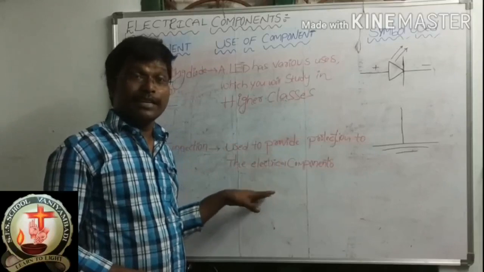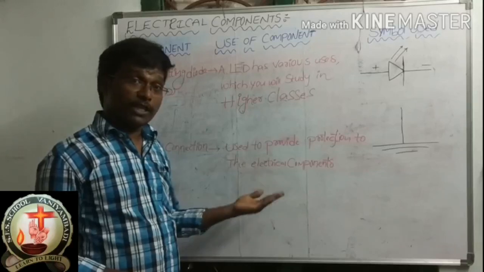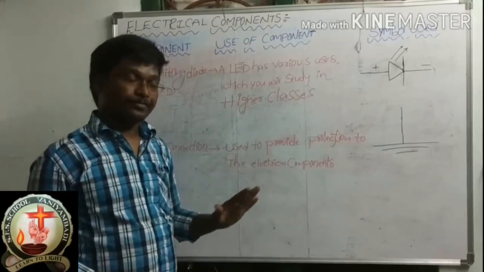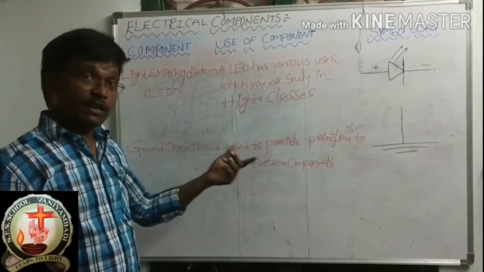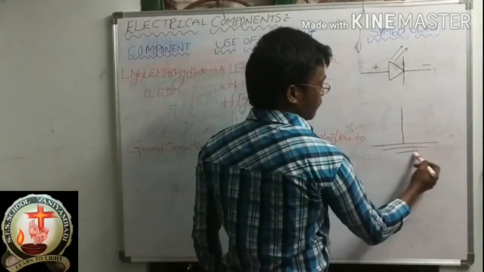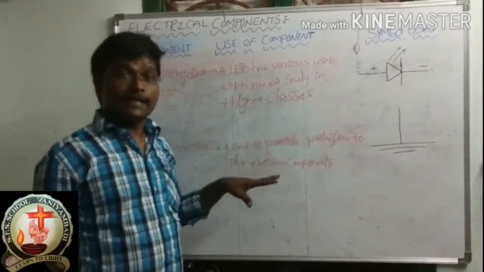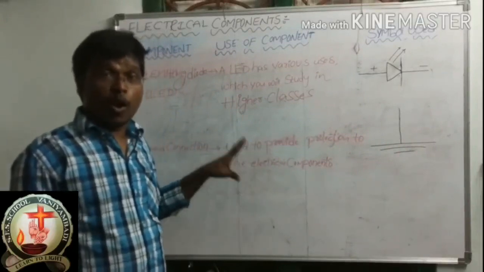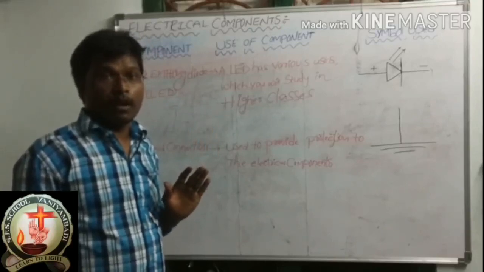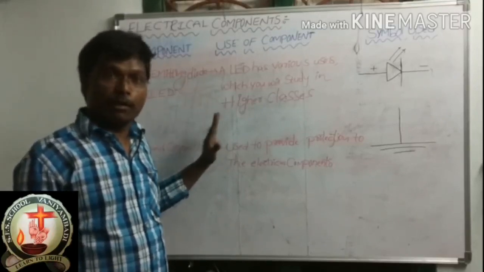Okay, so remember, it is important. Ground connection, what is the use of ground connection? It is used to provide protection to electrical components. Now the symbol of this ground connection is this one. This is the symbol of the ground connection. So this is the topic about the electrical components. Please learn this tabular form carefully.